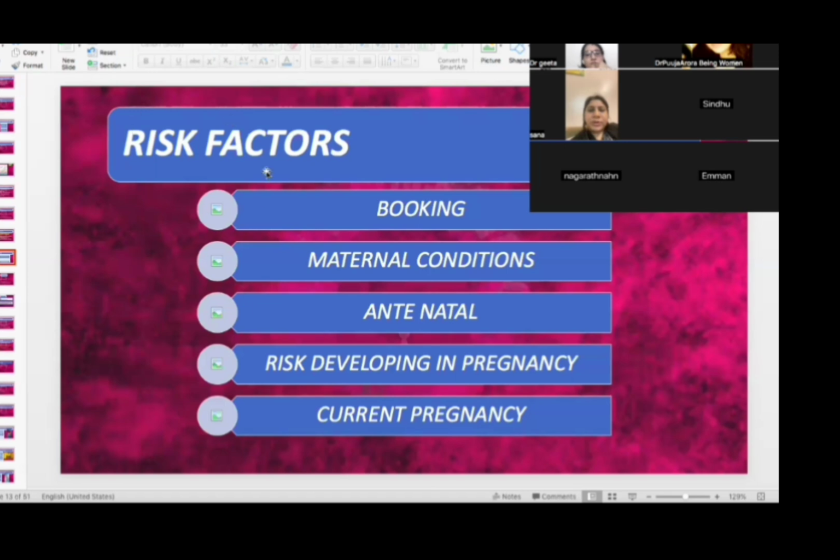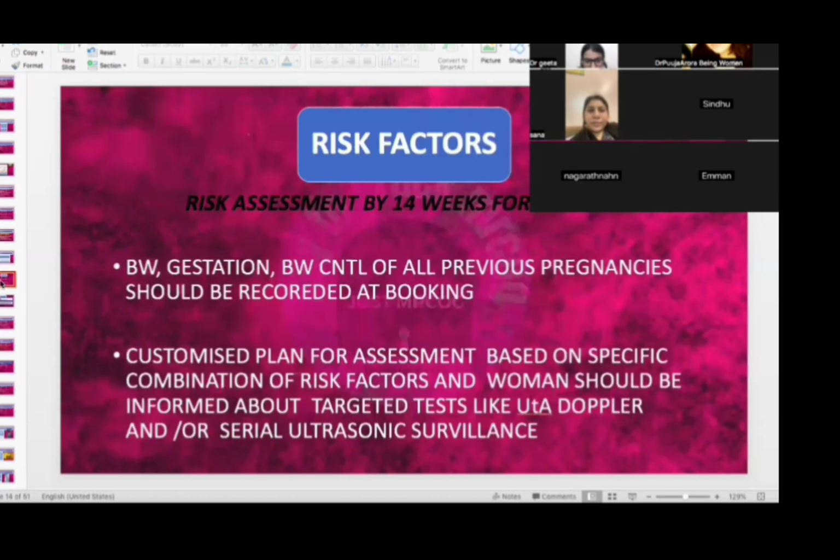Now, what are the risk factors? We can see risk factors at different levels: at booking, including maternal condition; then, as she progresses, the antenatal risk factors and any risk factor developing in the current pregnancy. This is how we are going to take care of all risk factors. You have to make sure that you assess the patient by 14 weeks for any risk factor. The criteria would be, if there is any previous pregnancy, what was the birth weight, at what time she delivered, and what was the birth centile. We have to record this at booking itself.